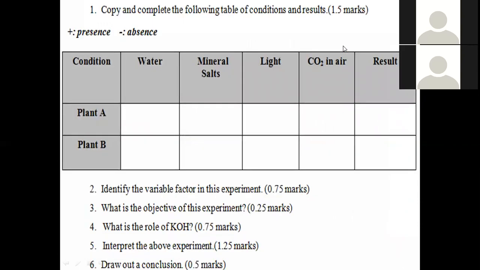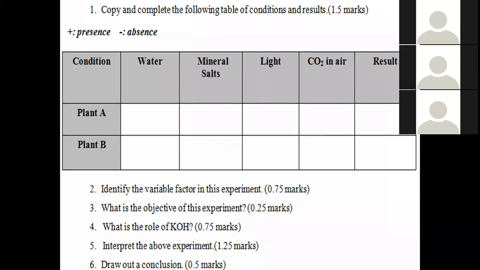First, they said, copy and complete the following table of conditions and results. First of all, what are the elements for the table? What do we have to put for the table, and what do we do in the case we have a table? Can you tell me?